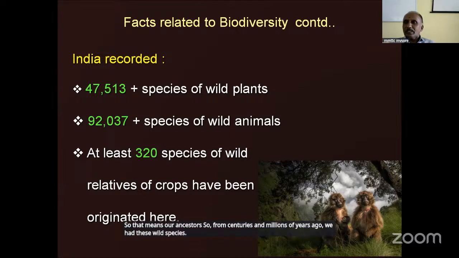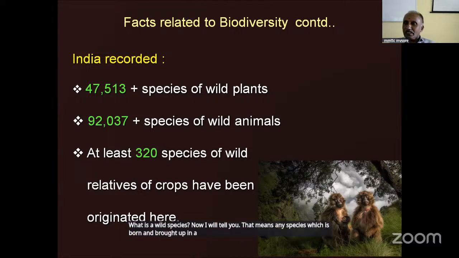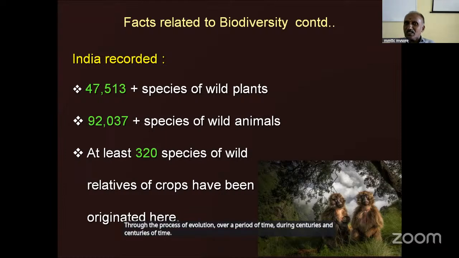What is a wild species? Now I will tell you. That means any species which is born and brought up in a particular geographical area over a period of time through the process of evolution. So if a species has been born and brought up on this earth through the process of evolution over centuries and centuries of time, then such species are referred to as wild species.